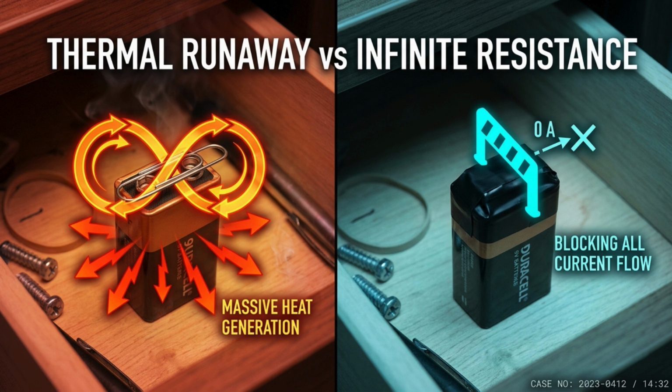If a stray piece of metal touches both adjacent terminals, it creates an unyielding closed circuit, forcing massive electrical discharge and catastrophic thermal runaway. You must isolate the terminals to guarantee infinite electrical resistance.